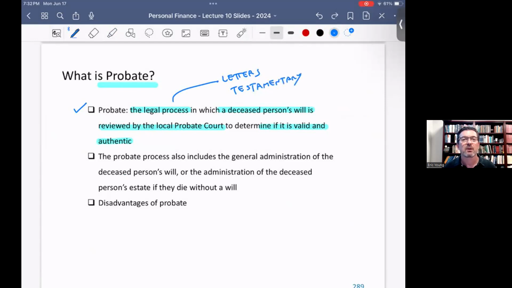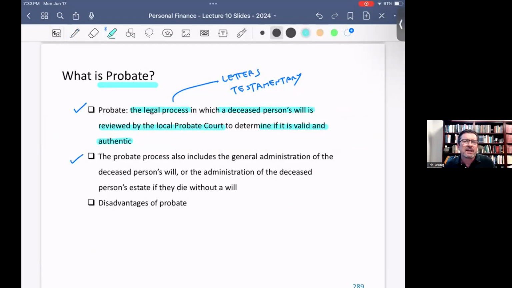Once again, that root right there. Letters testamentary is the official acknowledgement and the official directives of a probate court that your executor has the authority to act on your will. Technically speaking, your executor cannot start distributing property until the probate court says you can. Now, that's what probate technically is.